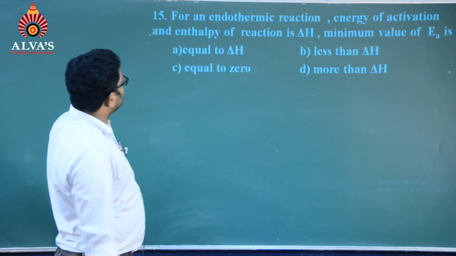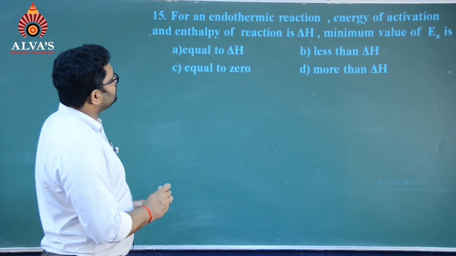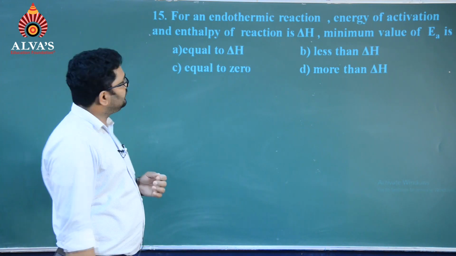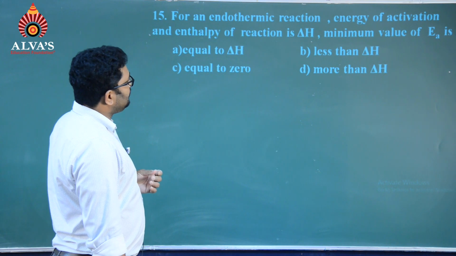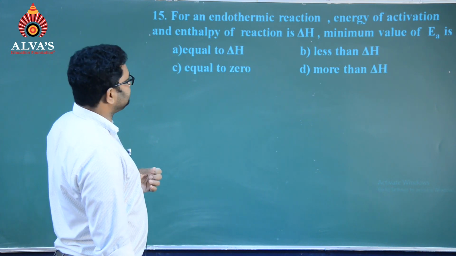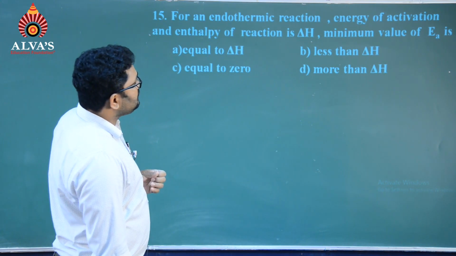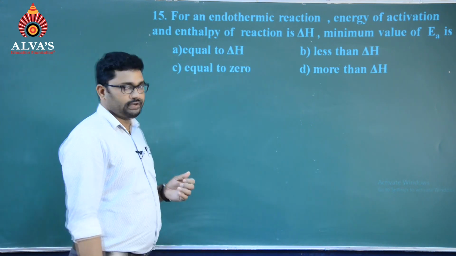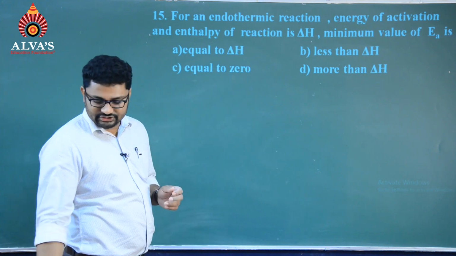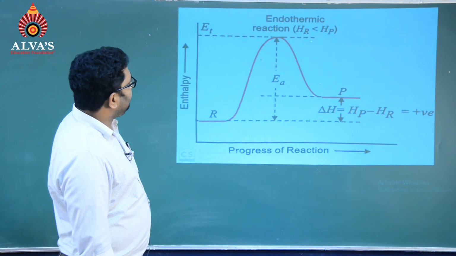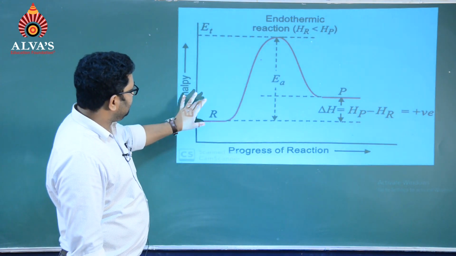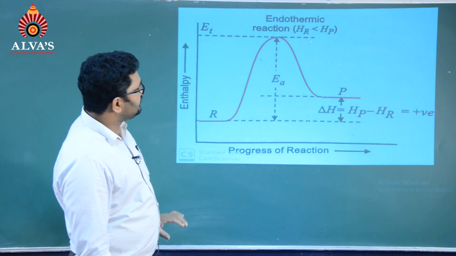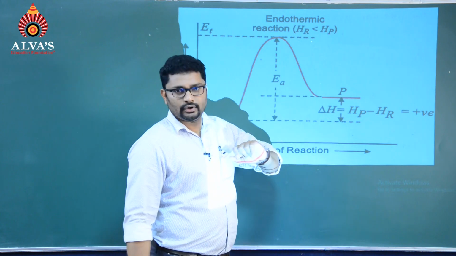Next question, question number 15. For an endothermic reaction, the energy of activation, that is activation energy, and enthalpy of reaction is delta H. The minimum value of activation energy is, students, being endothermic reaction, this is an endothermic reaction where the enthalpy of the reactant is small when compared to enthalpy of the product.